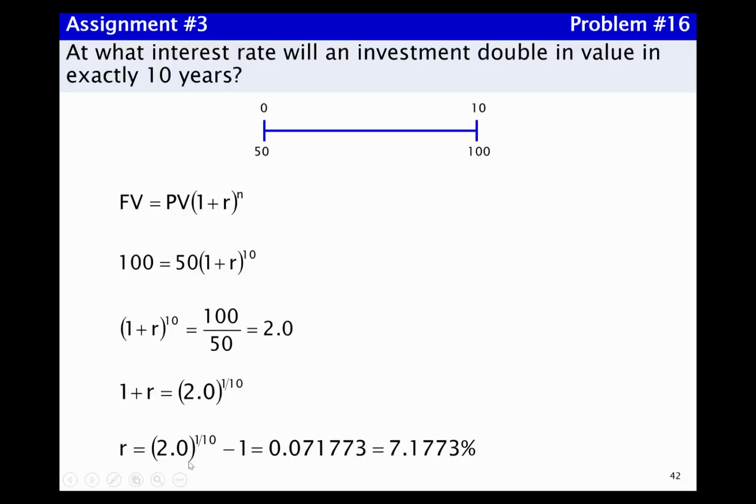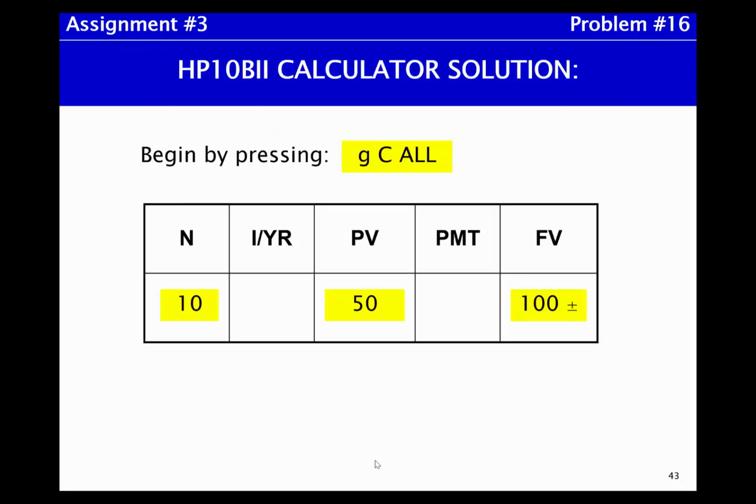Now in your calculator, if you want to do that algebraically, you would type on the HP10: 2, gold y to the x, 10, gold 1 over x, equals, minus 1, equals, and you'll get 0.0718.